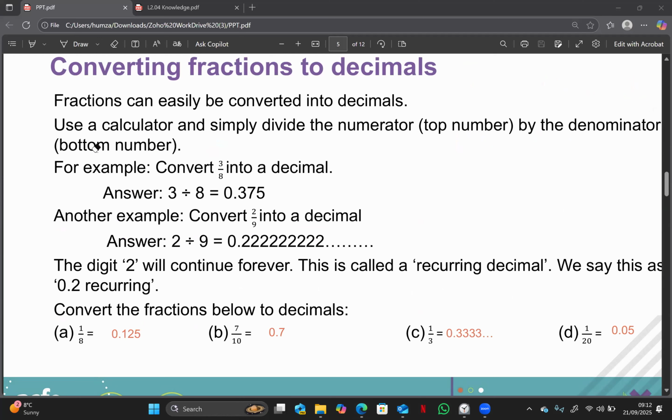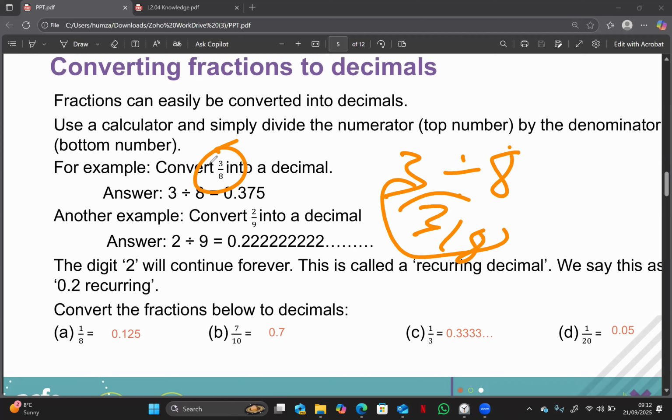For example, 3 over 8: divide 3 by 8. In division, the normal division symbol is this, isn't it? But you can also write division like this. Have you ever seen that? Clearly it's the same notation, it just means divide the top number by the bottom number. For example, convert 2 over 9 into a decimal. All you do is divide 2 by 9. Just remember to divide the top number by the bottom number.